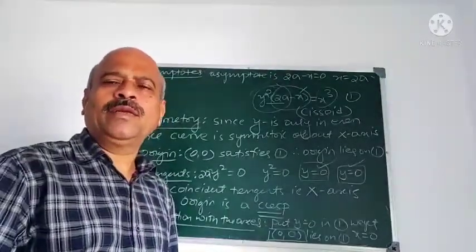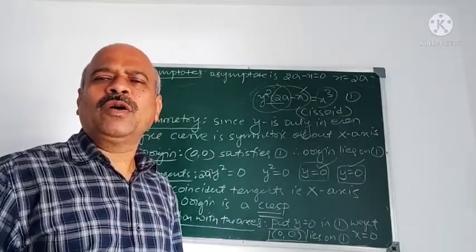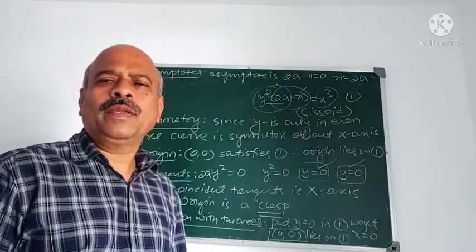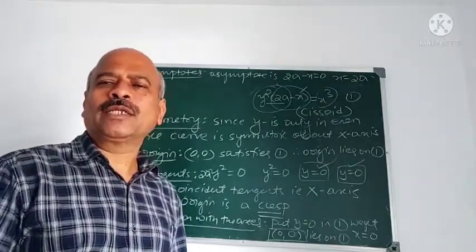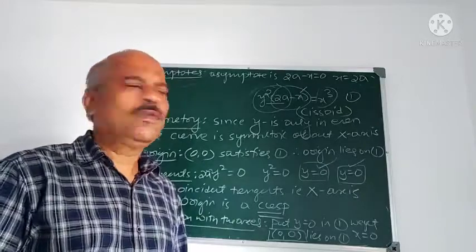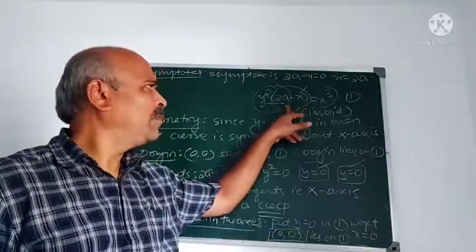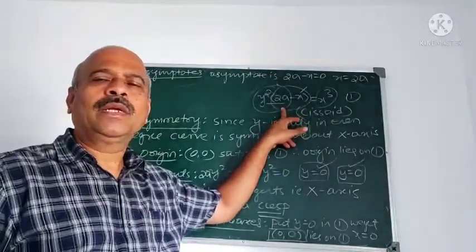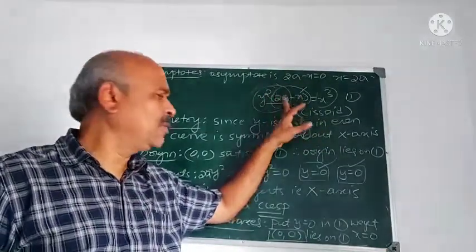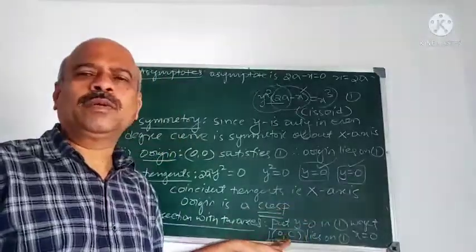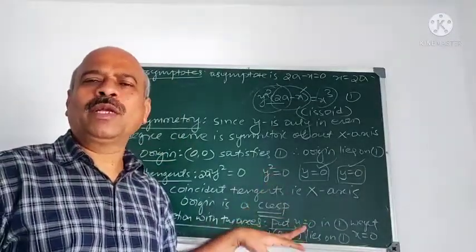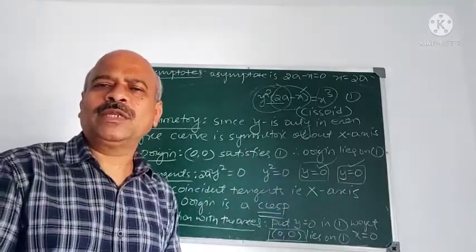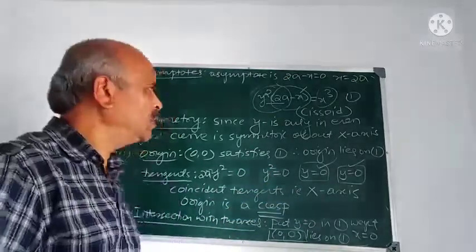I explain one or two problems, the remaining you have to work out on your own. And objective questions can also be asked from this topic. How are they asked? What is the shape of this curve? You should know some standard curves. What is the shape of this curve? It is a cissoid. I will explain its shape. Then what is a cusp? What is a node? What is a double point? What is a multiple point? What is a point of inflection? They can be objective questions.